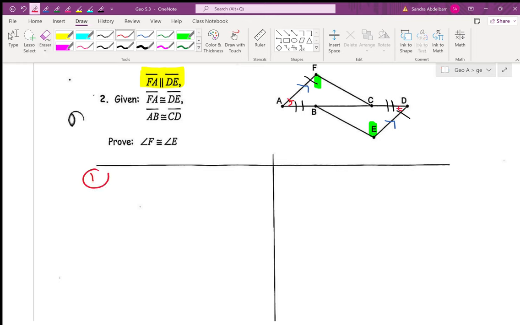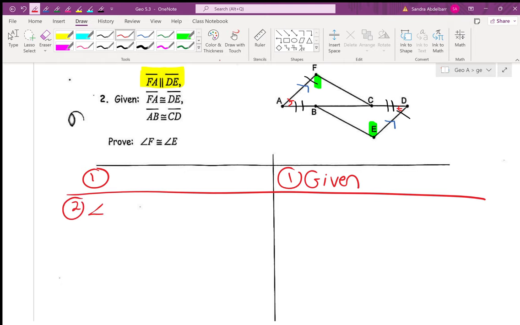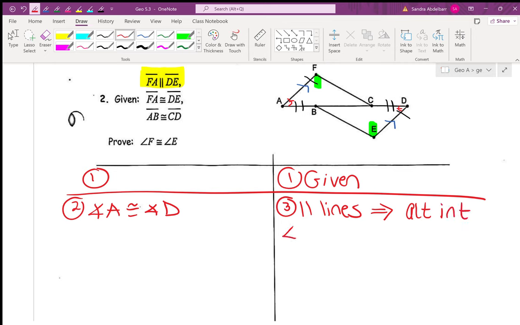So step number 1 is our given. Step number 2, I'm going to say angle A is congruent to angle D. And the reason is going to be parallel lines, because I was given parallel lines. Because I was given parallel lines, in my statement, I'm writing parallel lines first. And from those parallel lines, arrow, we concluded that the alternate interior angles were congruent.